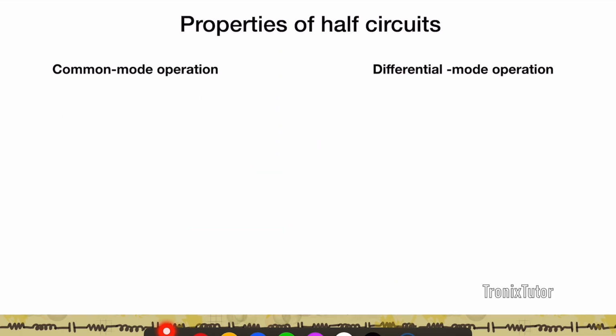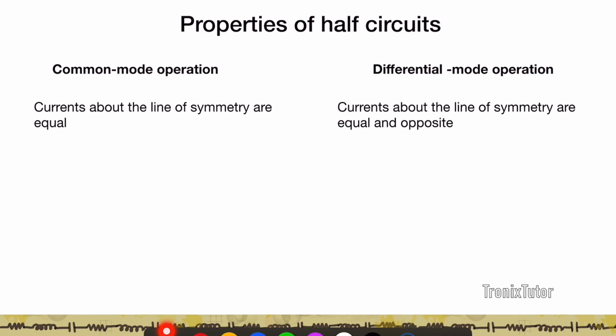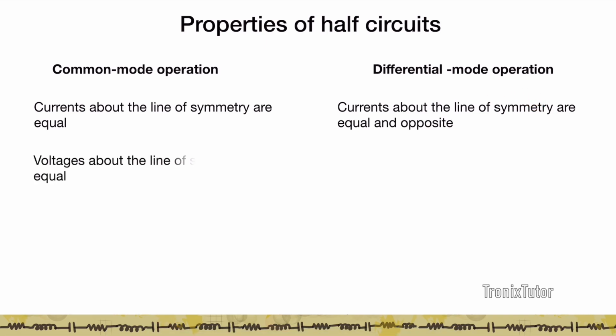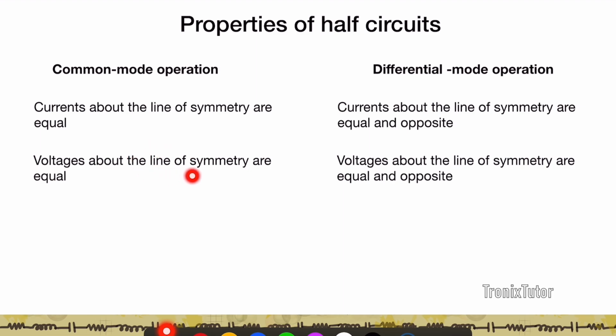Now let's look quickly at the properties of half circuits. So again, I can think about these half circuits both in the common mode operation and the differential mode operation. Now in the common mode operation, the currents on both sides of the line of symmetry are going to be equal, right? Because both the inputs are moving in the same direction. However, in differential mode, because the inputs on either gate are moving in opposite direction, the currents are going to be equal but in opposite directions. Similarly, if I talk about the voltages about the line of symmetry, in a common mode operation, the voltages are going to be equal. In the differential mode, however, the voltages are going to be equal and opposite.